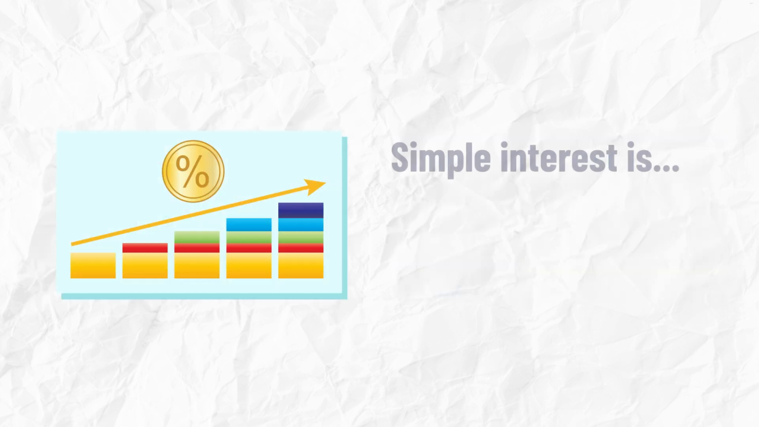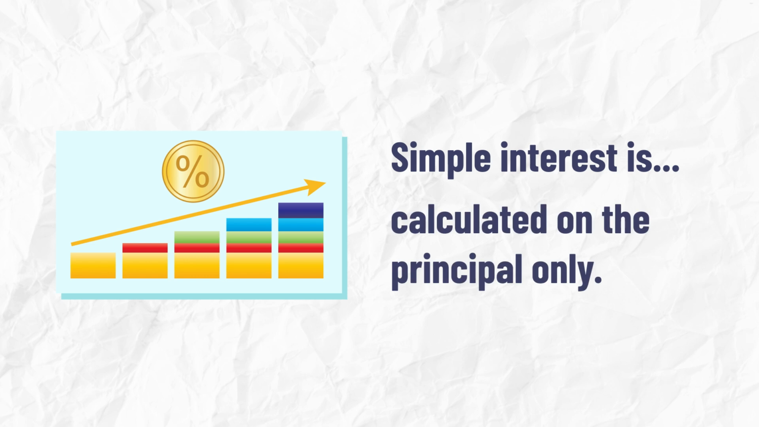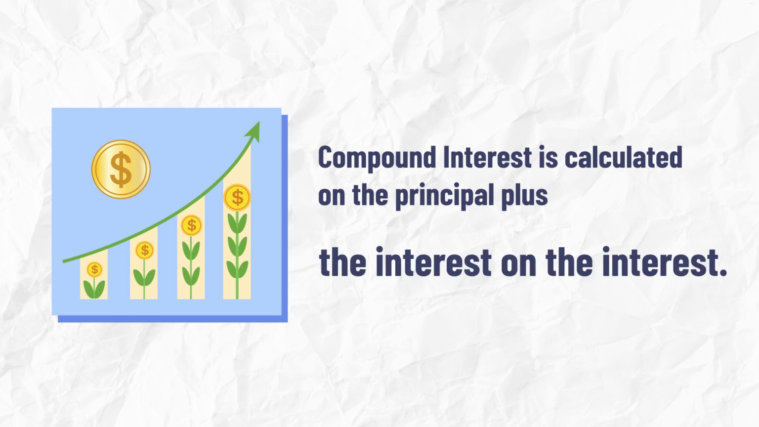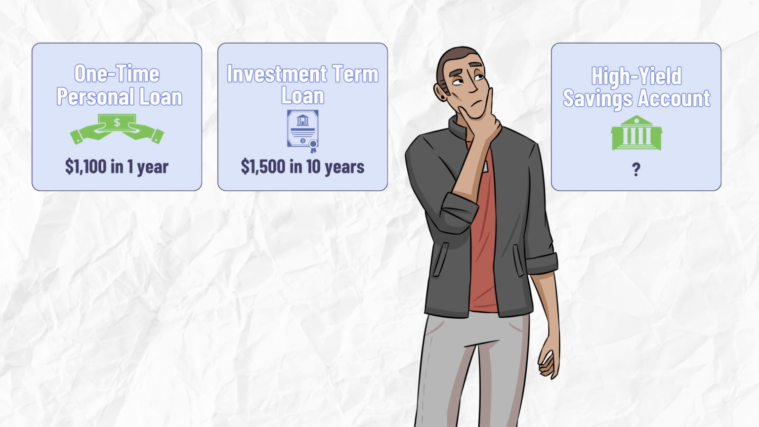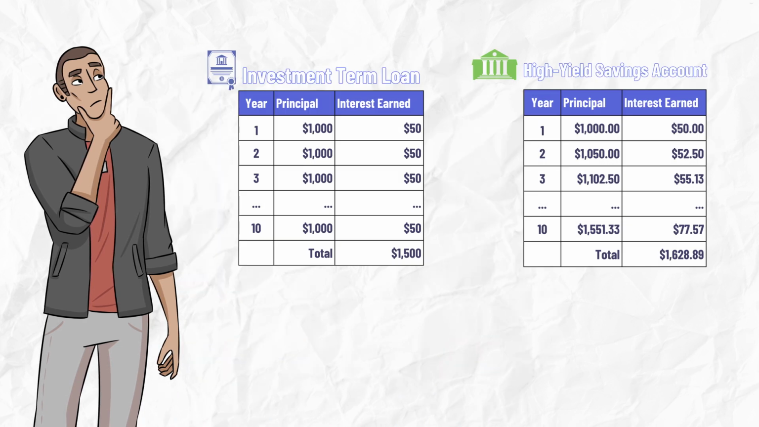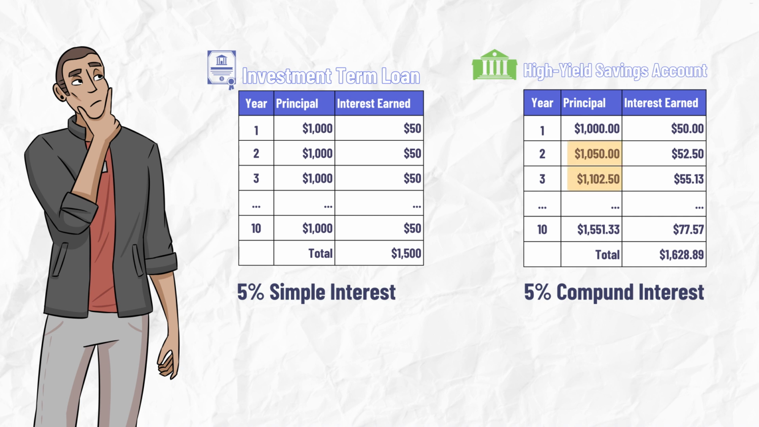Now that we have a better understanding of simple interest, remember that's interest calculated on the principal only. We can learn about compound interest. Compound interest is calculated on the principal amount plus the interest on the interest. Ryan was still reviewing his options and considered keeping his money in a high-yield savings account where he could take advantage of compound interest. The interest earned on his $1,000 would be deposited directly into his savings account, which means in year 2, Ryan would earn interest on the interest. Then in year 3, he would earn interest on the interest on the interest, and so on.